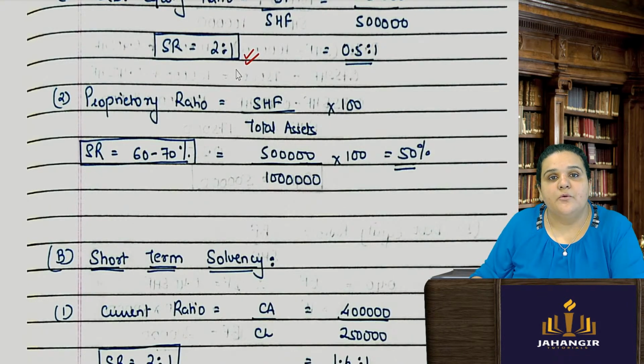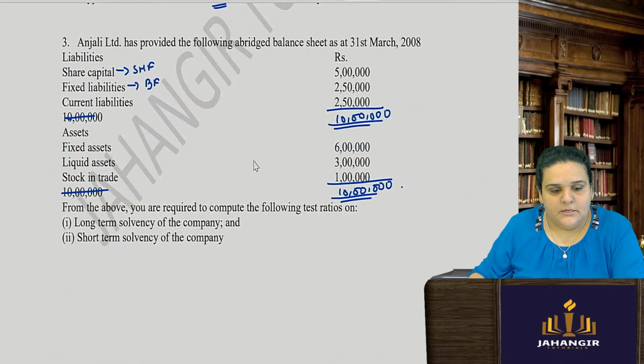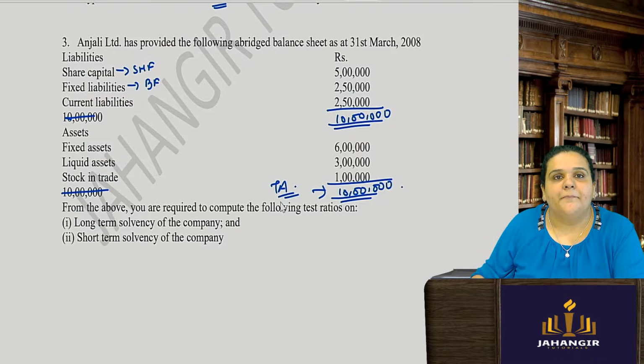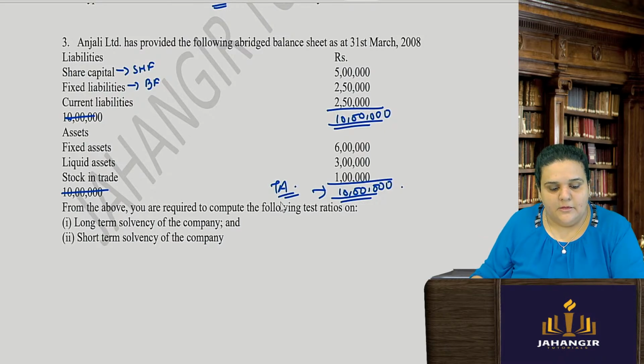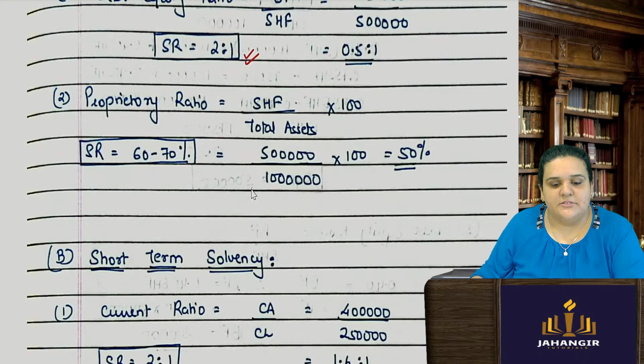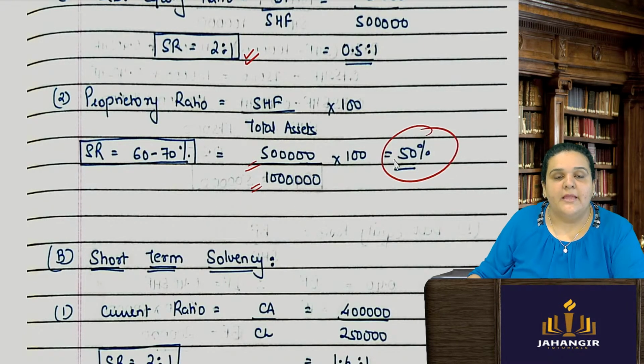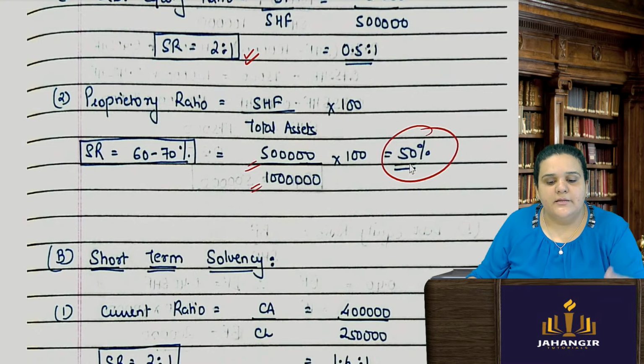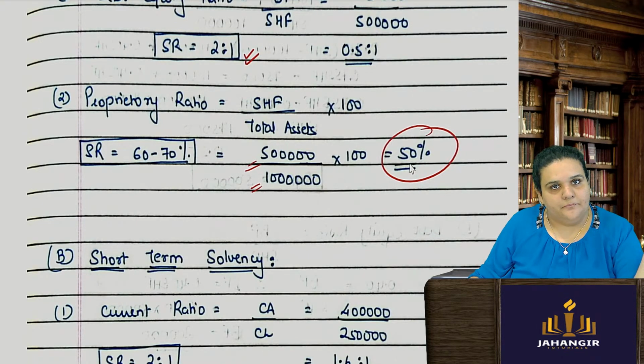Proprietary ratio will be shareholders funds upon total assets. How much is the total assets? Total asset side. Everything, fixed assets, liquid assets, stock, etc. Everything. So my total assets is 10 lakhs. Shareholders funds is 5 lakhs. Therefore 50% is my proprietary ratio, which is less than the standard. They should see to it that they can increase it.